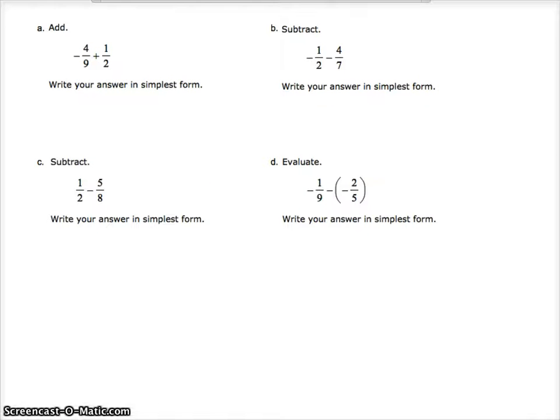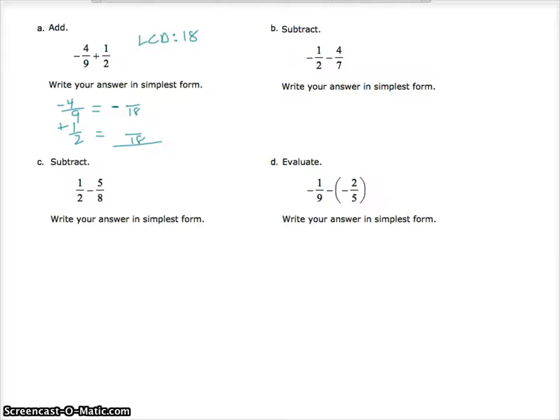In part A, I have negative 4/9 plus 1/2. So I need to find an LCD. My LCD is going to be 18. 9 and 2 both go into 18. So I set up negative 4/9 plus 1/2. And I need to get to some negative something over 18 and something else over 18.